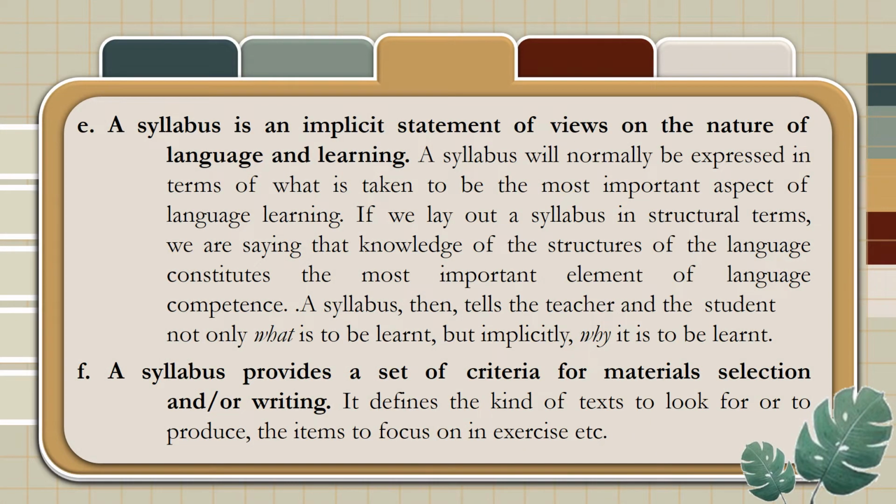Letter E. A syllabus is an implicit statement of views on the nature of language and learning. A syllabus will normally be expressed in terms of what is taken to be the most important aspect of language learning. If we lay out a syllabus in structural terms, we are saying that knowledge of the structures of the language constitutes the most important element of language competence. So if we take a skill basis, we are saying that skills are the most important aspect, and so on.